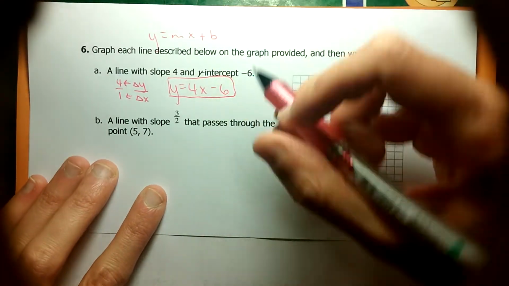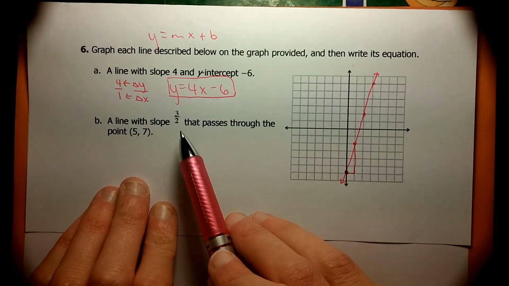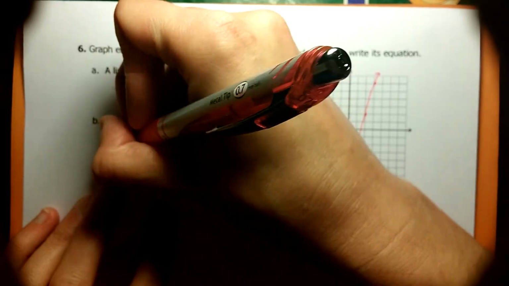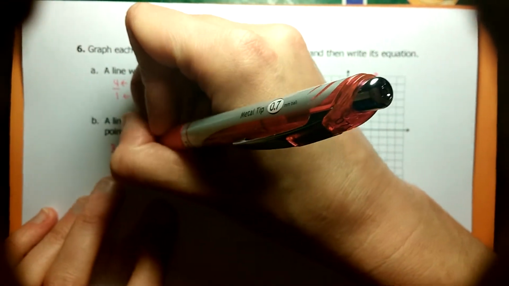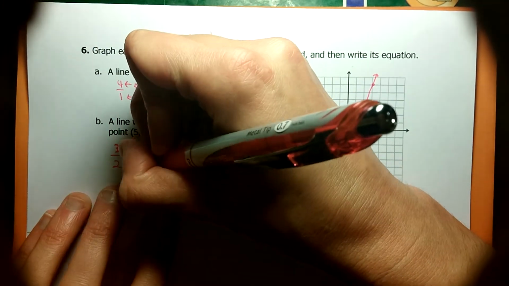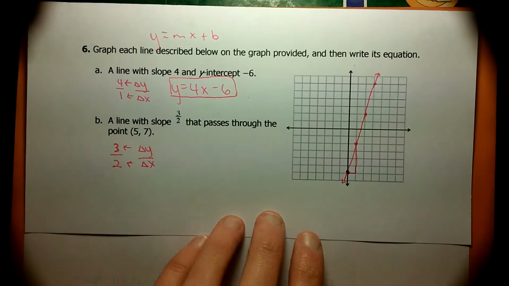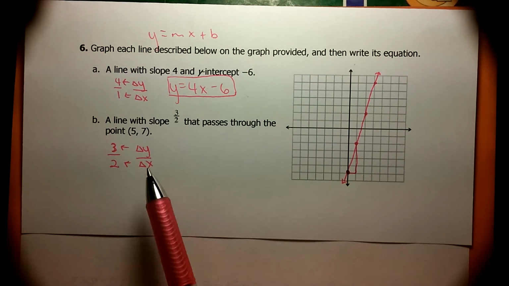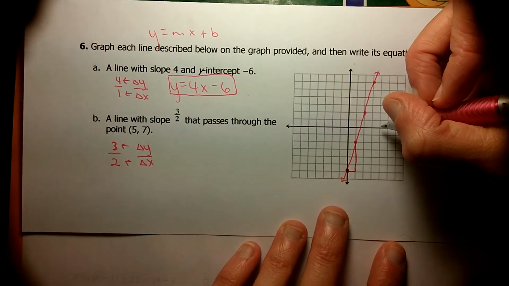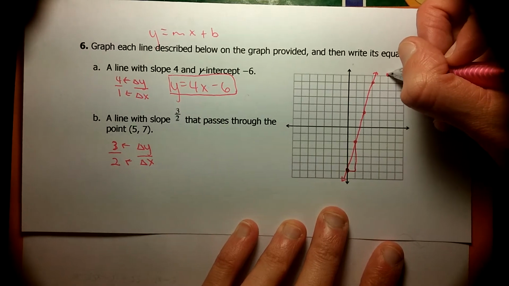Then for part B, they have a different line. This one needs to have a slope of 3 over 2. The 3 is the change in y, or the rise, and the 2 is the change in x, or the run. But we have to have somewhere to start. It doesn't tell us the y-intercept, but it tells us a point the line goes through: the point 5, 7. So I'm going to find the point 5, 7 and mark that.